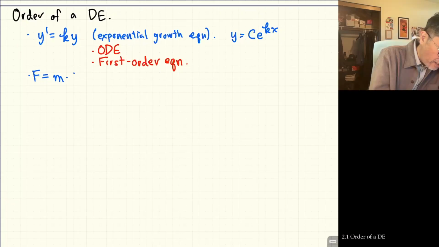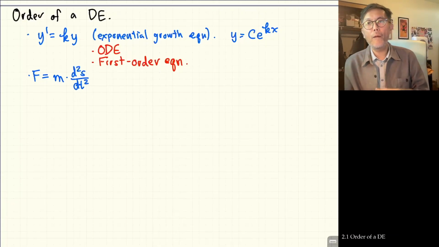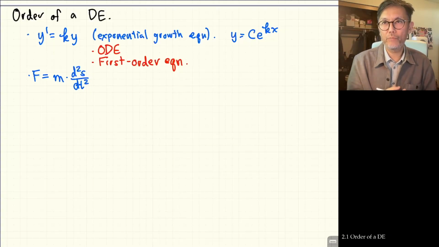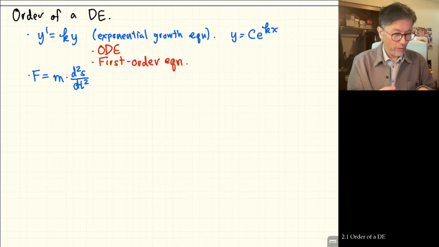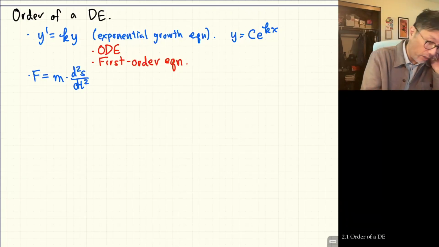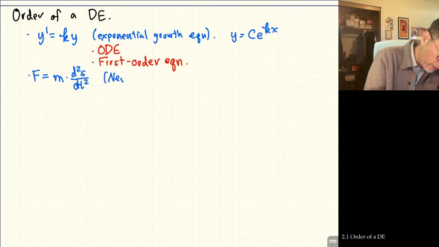Let's write this as d squared s dt squared, where of course s of t is the displacement of some object at time t, perhaps relative to some origin where you set up a coordinate system. Okay, we have F equals m times d squared s dt squared. This is called Newton's second law, right? Very important. We're going to use it a lot in this class.